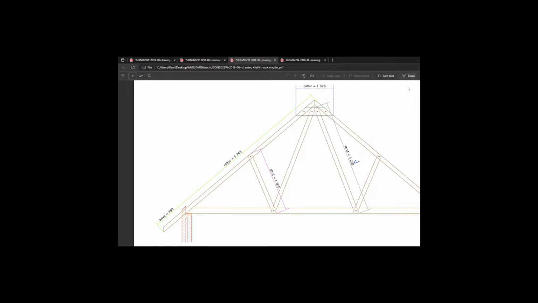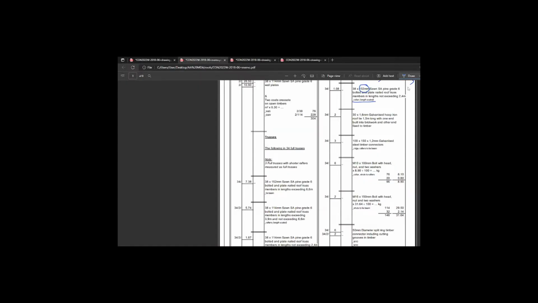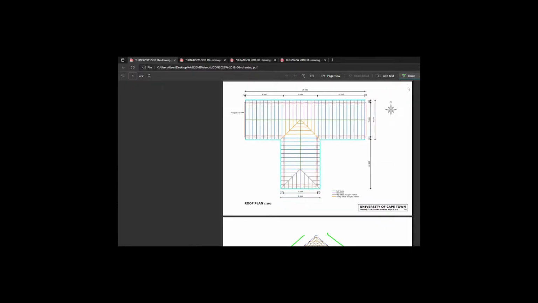Back to drawing. Come on. Okay, we're going to go over to hoop iron. Hoop iron is also pretty self-explanatory. You are going to have your trusses resting on your wall plates. Let's go down here.